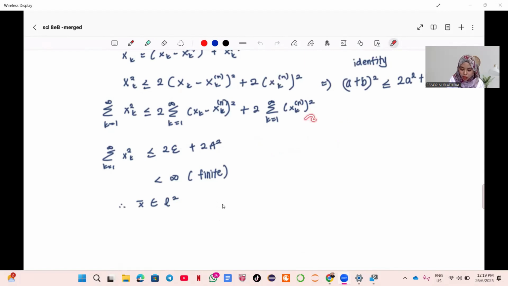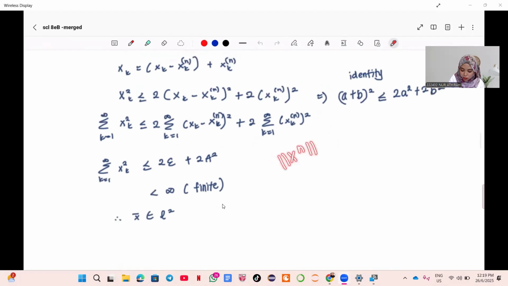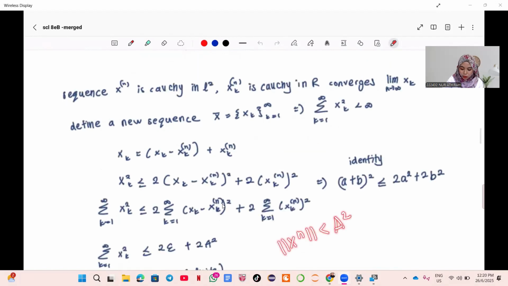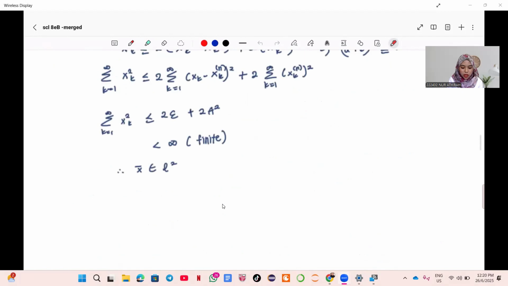And then we know that the xn now is less than some a squared, just like above. And therefore, we got the total sum of squares of x is less than infinity, which means that it is finite and it is bounded above. Therefore, this shows that x bar is in L2. That's all for me.